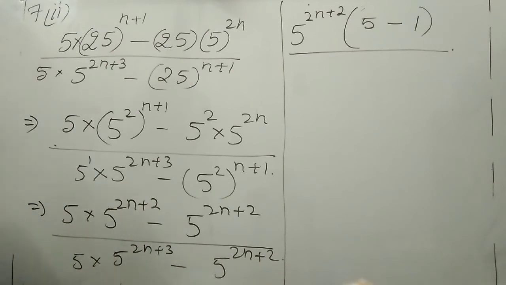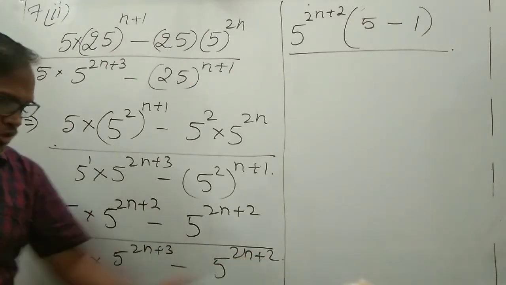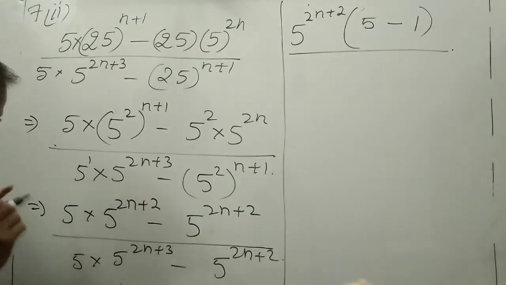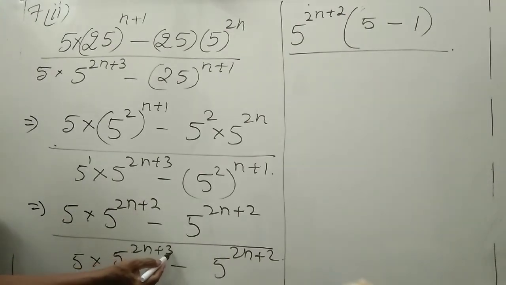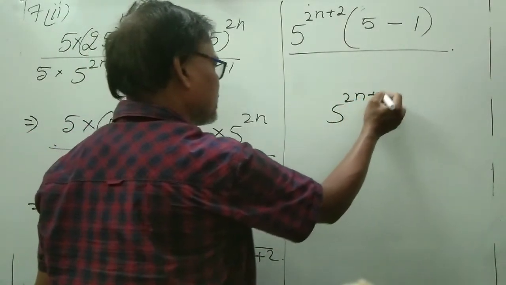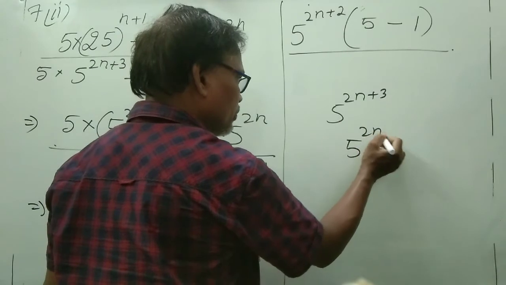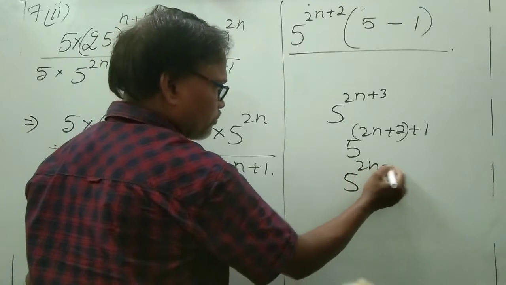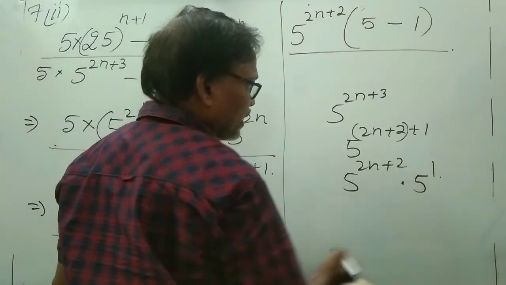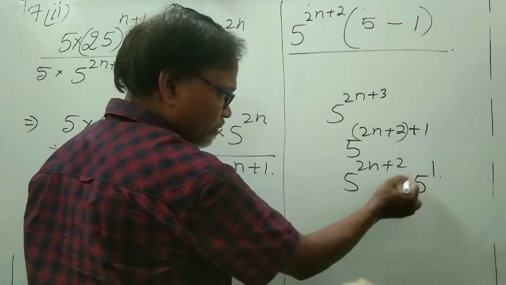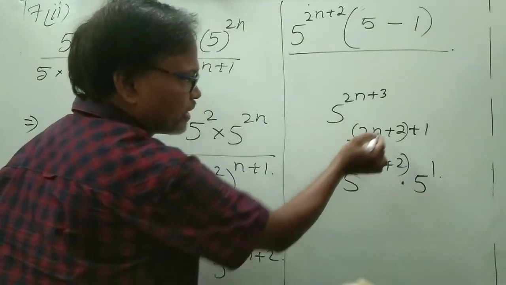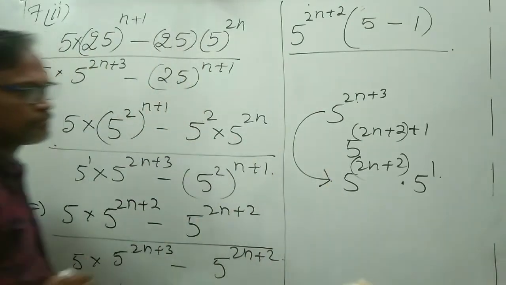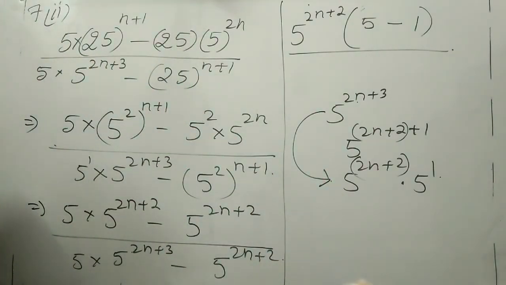Then in denominator, can you see the 5 to the power 2n plus 2 is common? No. But you can take common 5 to the power 2n plus 2 if this is 2n plus 3, if you change this as 2n plus 2. Again 5 to the power 2n plus 3 can you write as 5 to the power 2n plus 2 plus 1? Yes, you can write. Because the plus sign power is added, it is multiplication. So you can write this one in this way, 5 to the power 2n plus 2 into 5 to the power 1.